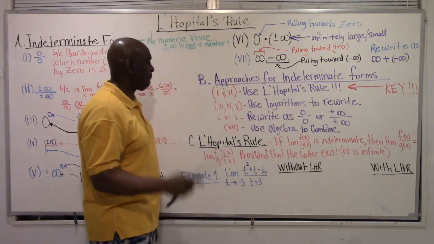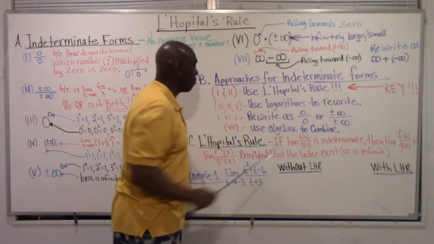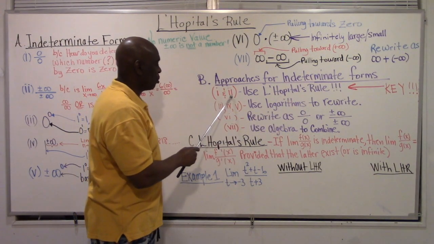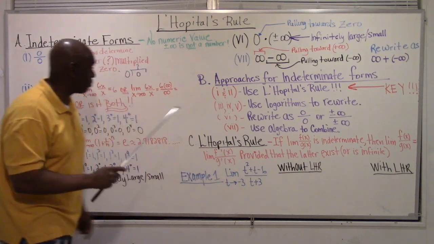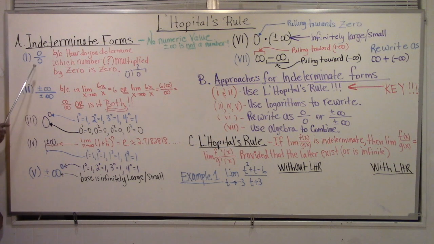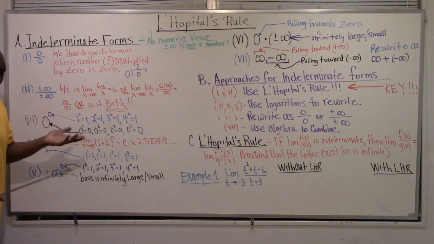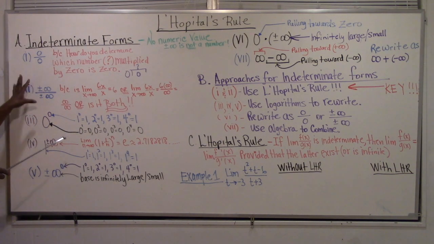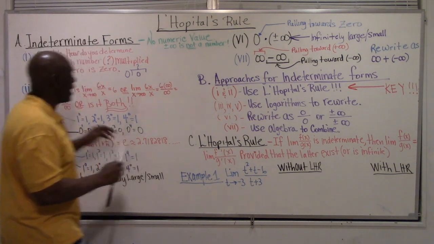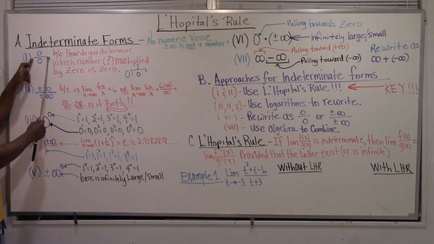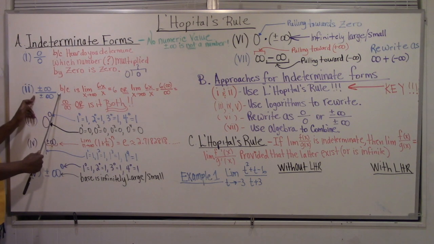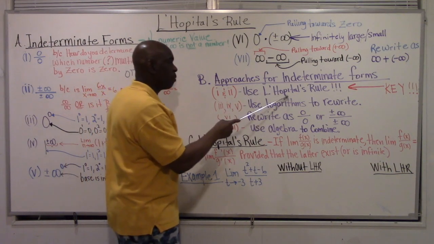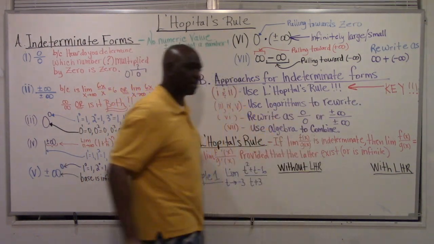Here we go. If we have indeterminate forms 1 and 2, 0 over 0 or plus or minus infinity divided by plus or minus infinity, it doesn't matter whether it's positive or negative. It can be positive infinity over negative infinity, or negative infinity divided by positive infinity, or positive, positive, negative, negative. It does not matter the combination. If we have a case like 0 divided by 0, or infinity divided by infinity, you use L'Hopital's rule. That's the key, right there.